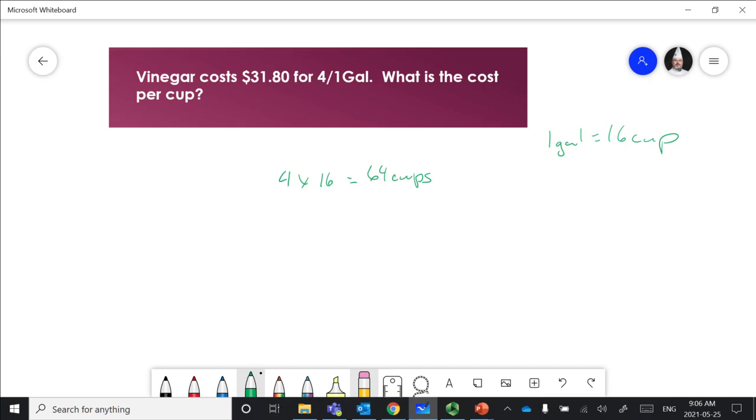So if we know that we have 64 cups in the case, and it's $31.80, which equals 64 cups, and we're looking for a price per cup, well, to get to 1 cup, we divide by 64. So $31.80 divided by 64 gives us $0.497 for 1 cup. So like our couscous in our example recipe, where we had a price per quart, we could convert that into a price per cup, very similar to this.